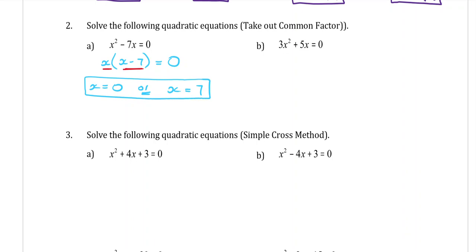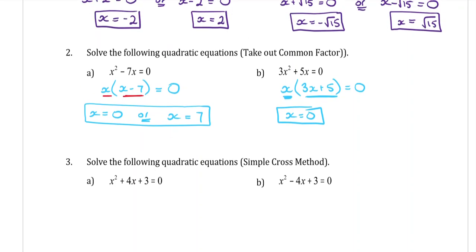Let's try that again. In question B, I can take out x as a common factor, and that would leave 3x plus 5 equals 0. So again, using null factor, I get x equals 0 from the x at the front of the bracket. Now this bracket is a little bit harder than the other ones that I've done because I have a number in front of the x. So the solution to this is not minus 5.